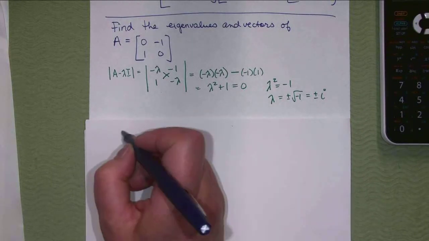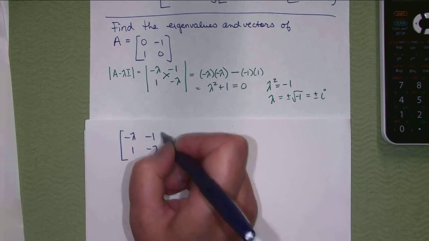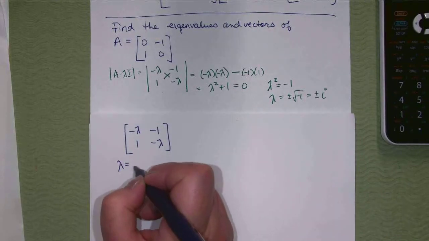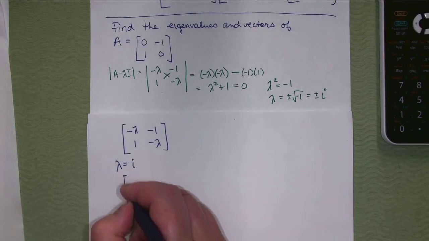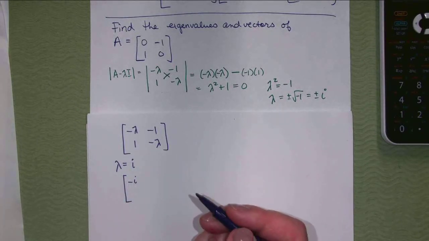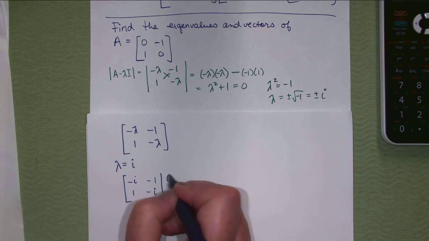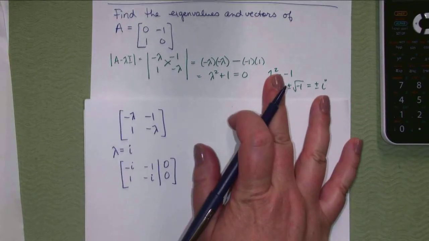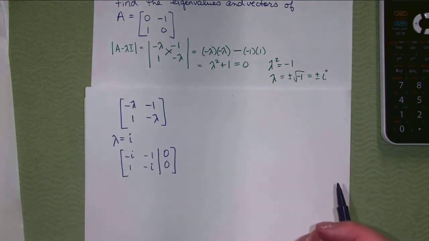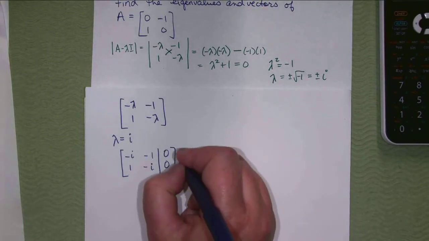So we have our, I'll put just the positive i in first. So minus i, minus 1, 1, minus i. Augment that with 0, and we need to row reduce. So what might be our first step here? I would switch, because dividing by i, you have to multiply the top and bottom by its conjugate, right? So I would switch row 1 with row 2.